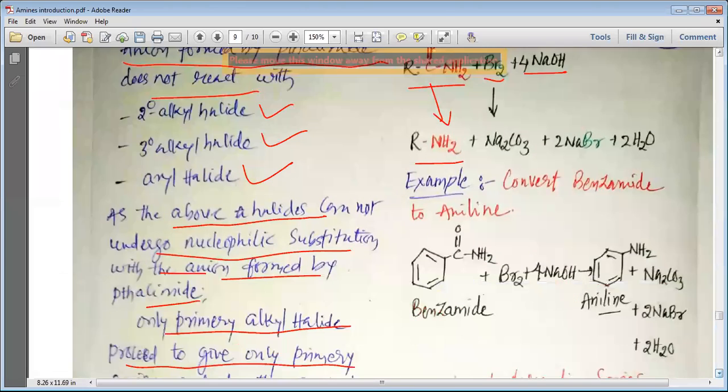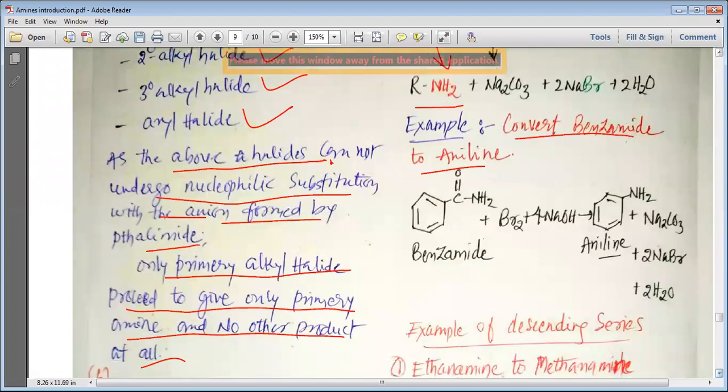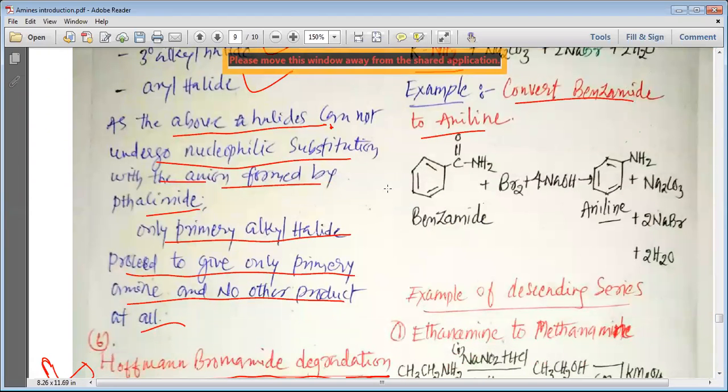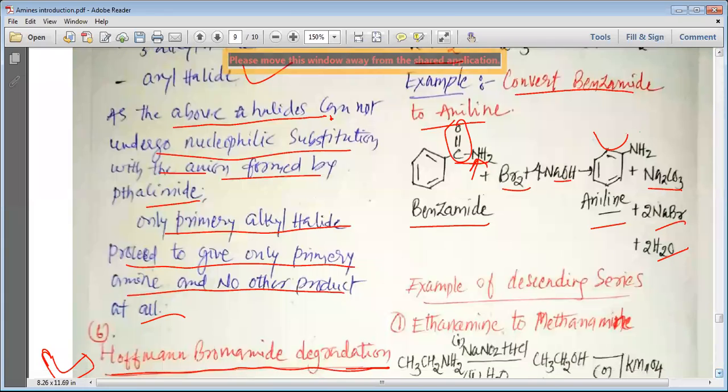Now let us understand the Hoffmann bromamide degradation with some example. Suppose you are asked in the exam to convert benzamide to aniline. So here you have benzamide, that is C6H5CONH2. This CO, by the reaction with bromine and NaOH, is removed, or the migration of this phenyl group takes place on the nitrogen, and we directly get aniline. Apart from that, we get sodium carbonate, sodium bromide, and water.